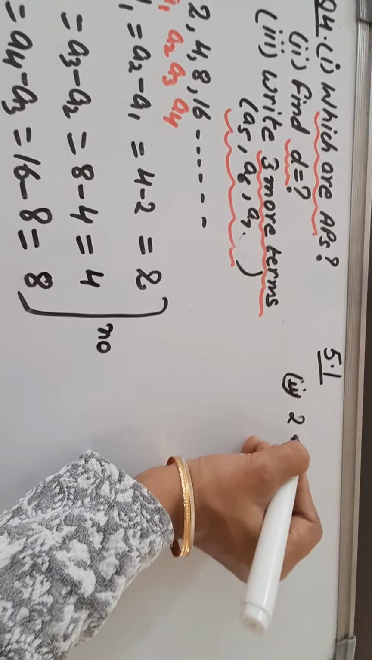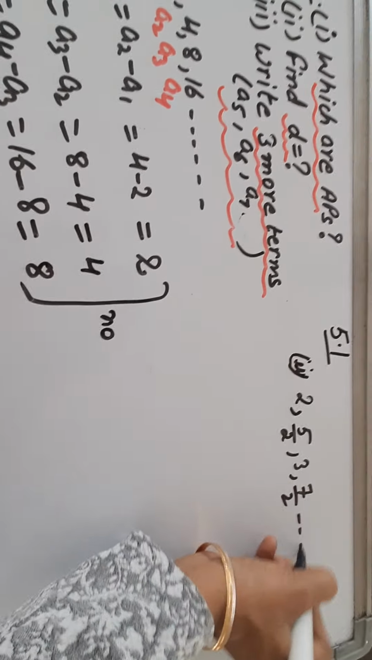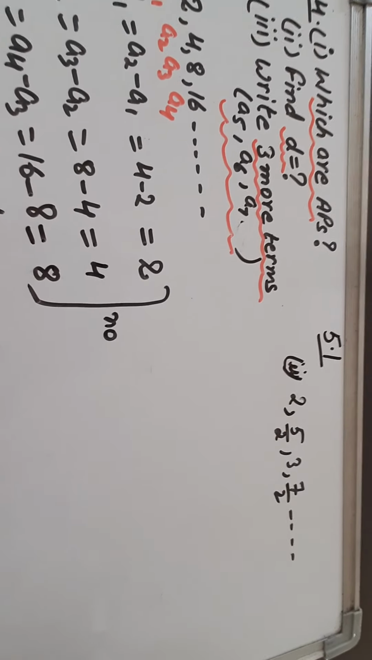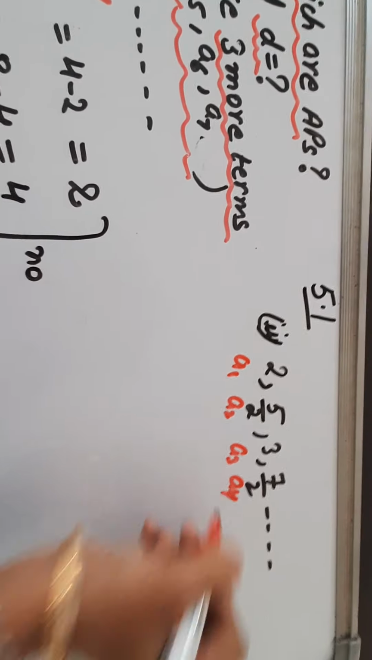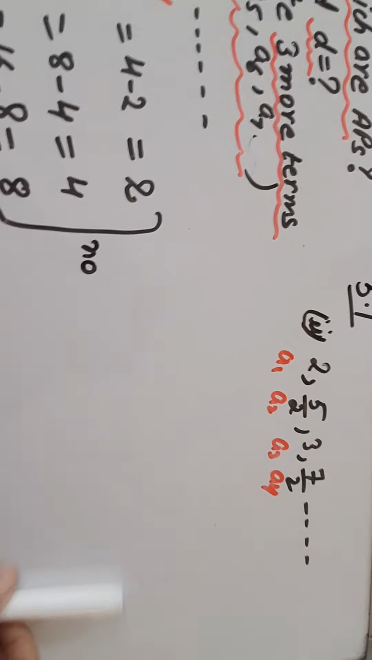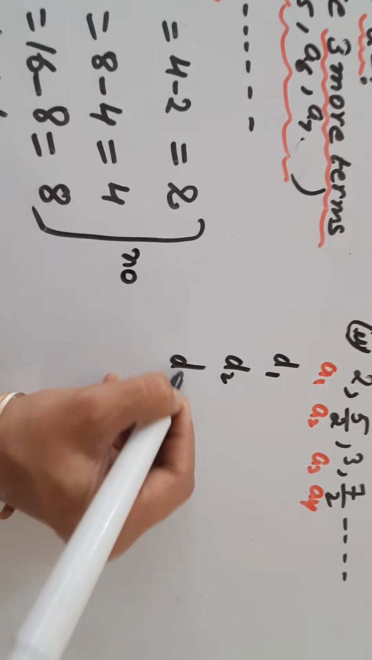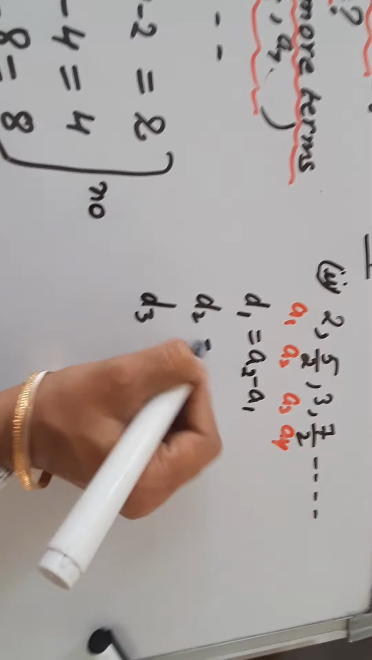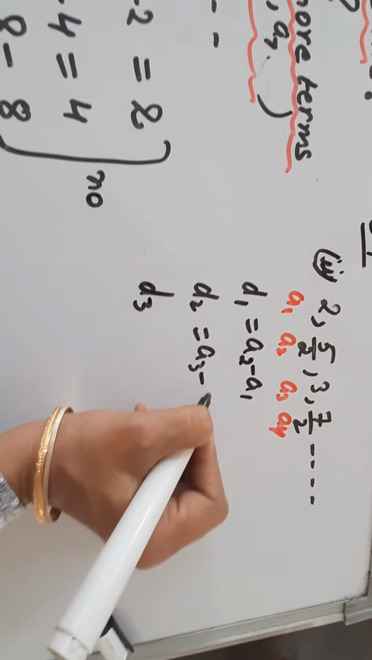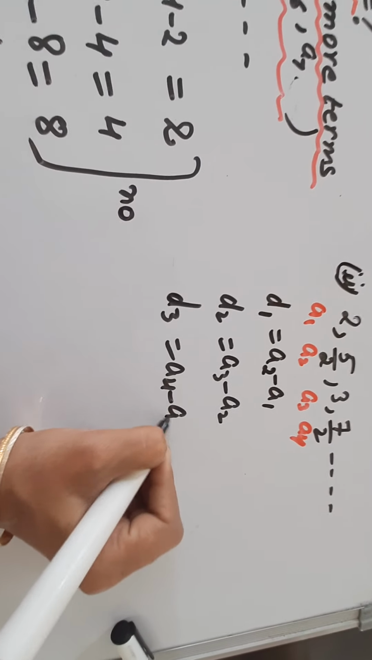The series of numbers given to us is 2, 5 by 2, 3, 7 by 2 and so on. First of all we'll mark them as A1, A2, A3, A4. By marking it, it will be easy for us to find out the common difference. D1, D2, D3. So what is D1? A2 minus A1. What is D2? A3 minus A2. D3, A4 minus A3.